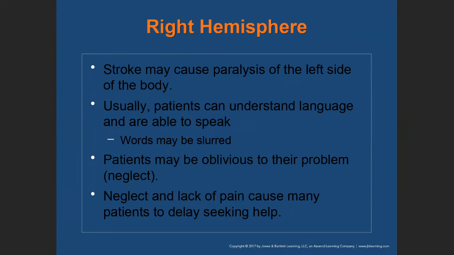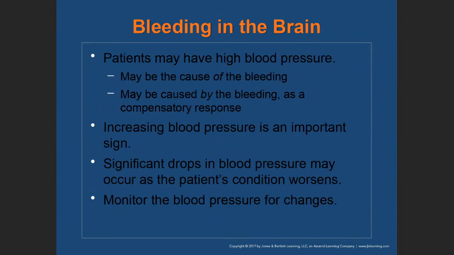Neglect and lack of pain cause many patients to delay seeking help. Now, with bleeding in the brain, patients may have high blood pressure, and it may be the cause of the bleeding. It may also be caused by the bleeding as a compensatory response. Increasing blood pressure is an important sign. Significant drops in blood pressure may occur as the patient's condition worsens, and that's never a good thing for a patient with a head issue or brain issue. Monitor the blood pressure for changes.